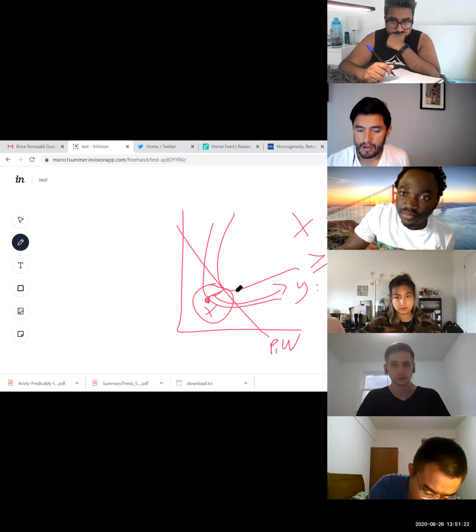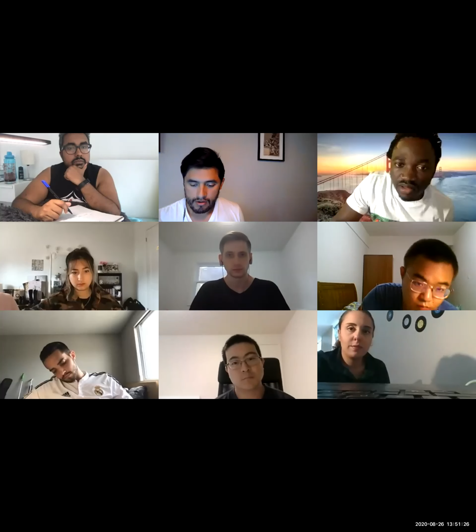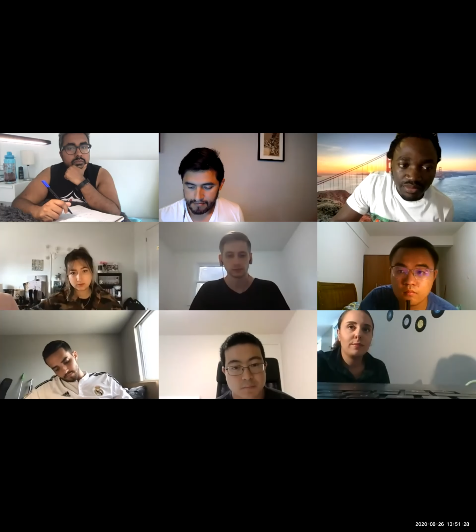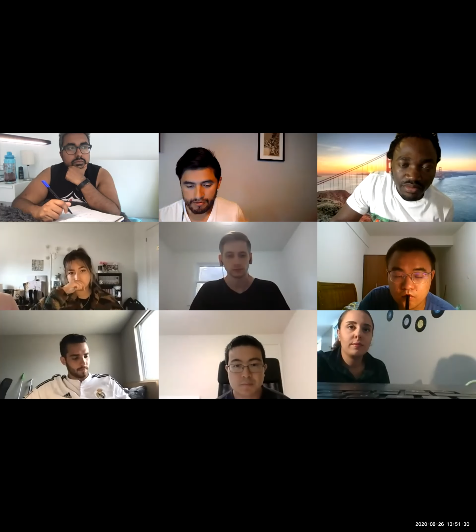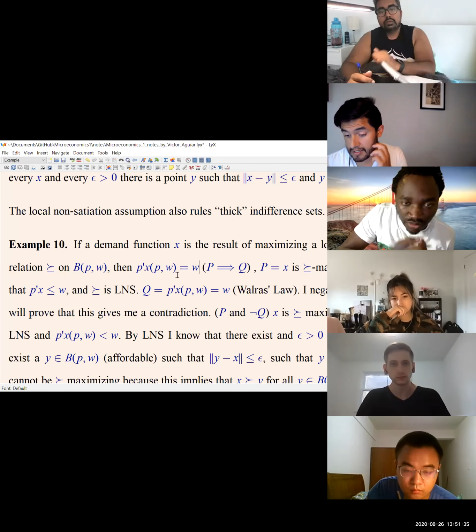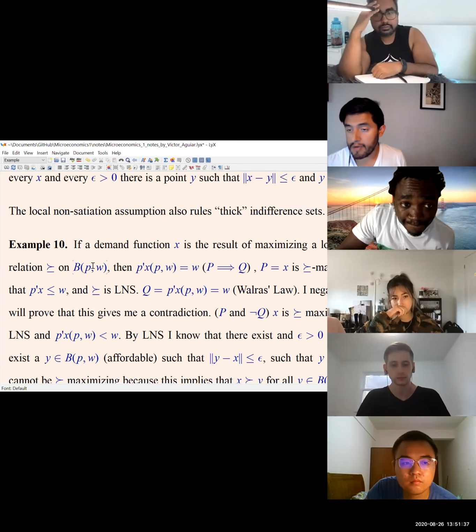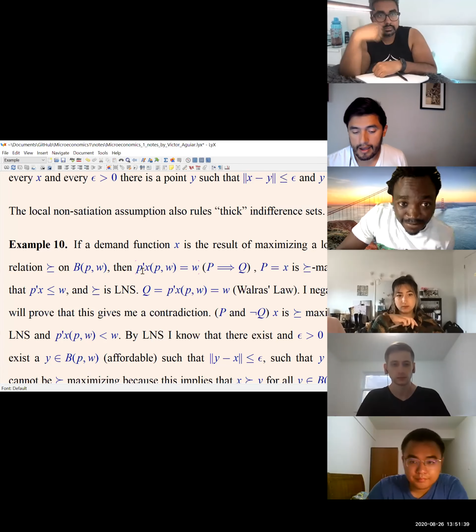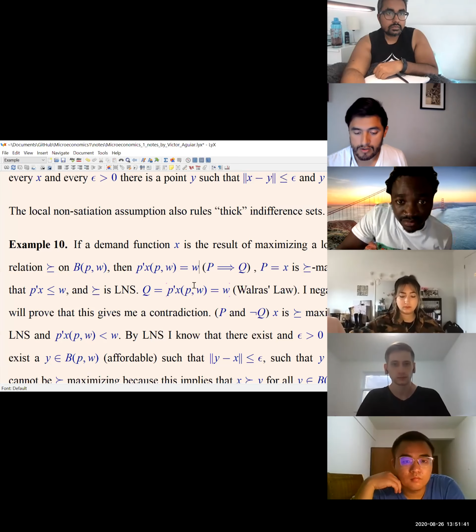Yes. So let's go back to the formal proof. Right now I did a graphical proof, if you want. So if a demand function X is the result of maximizing a locally non-satiated preference on a budget set, then I have to be on the budget line, so Walras' law.